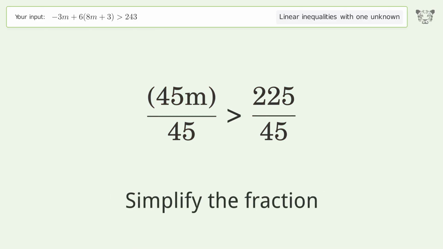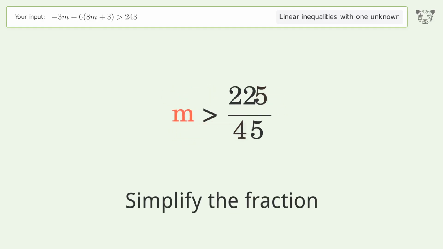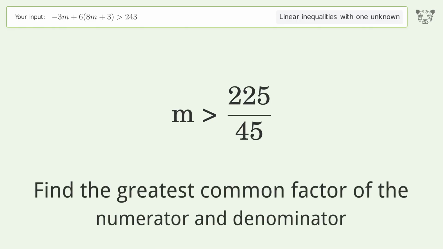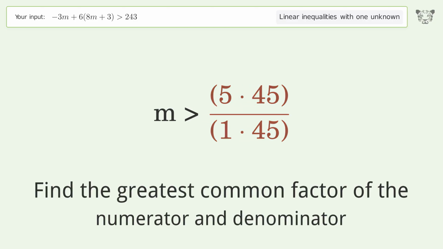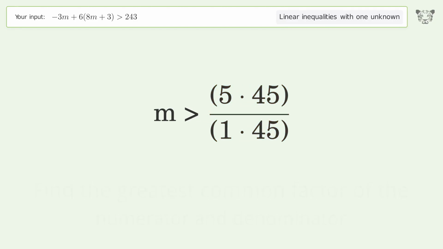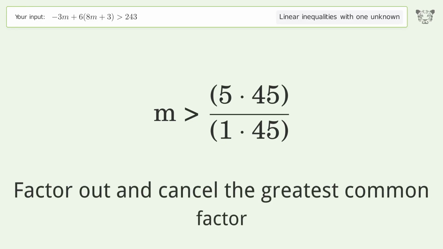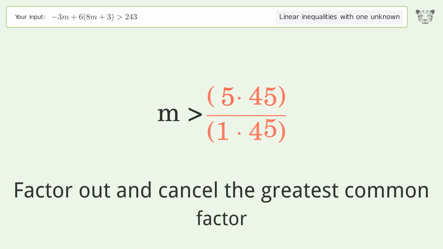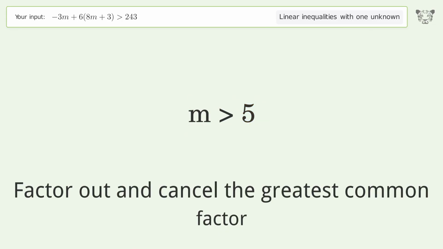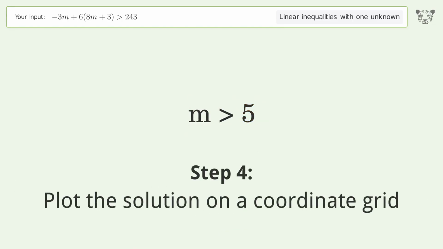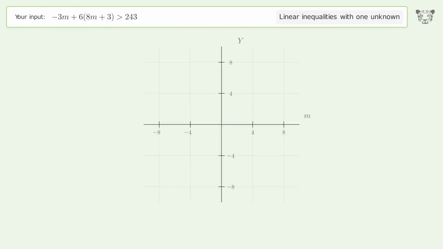Simplify the fraction. Find the greatest common factor of the numerator and denominator. Factor out and cancel the greatest common factor. Plot the solution on a coordinate grid. And so the final result is m greater than 5.